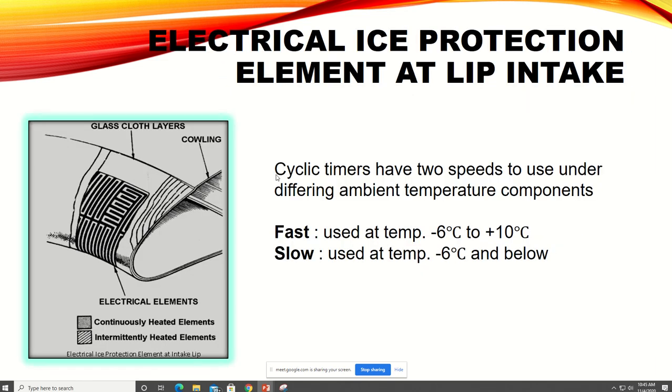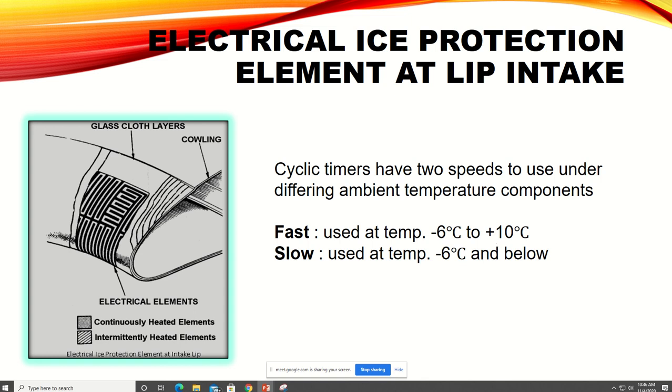Okay, when we are talking about cyclic timers, there are two speeds. Okay, please remember this, two speeds to use under different ambient temperature conditions. Okay, first is fast cycle, second is slow cycle. So when to use fast cycle? Use at temperature negative 6 until 10 degree Celsius.